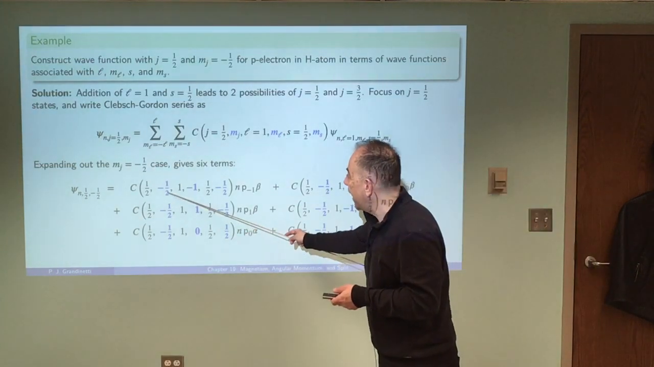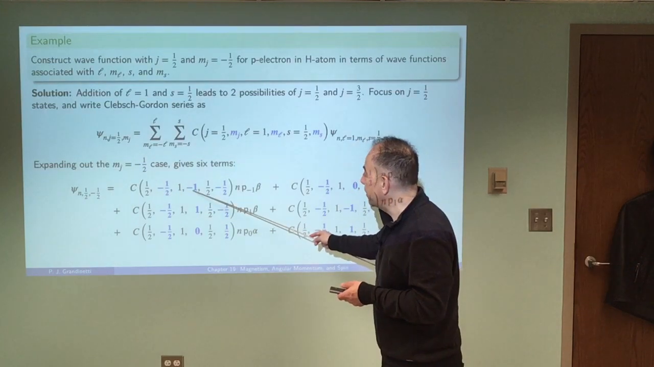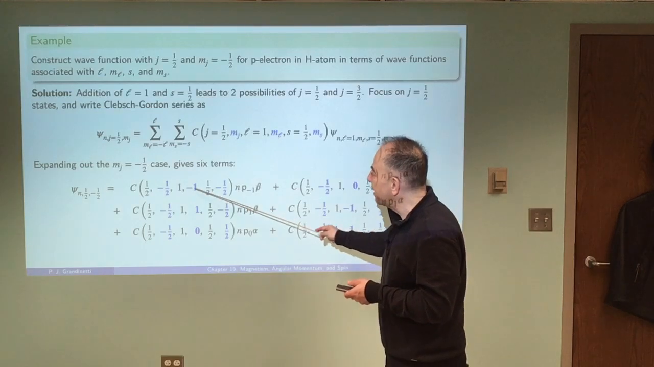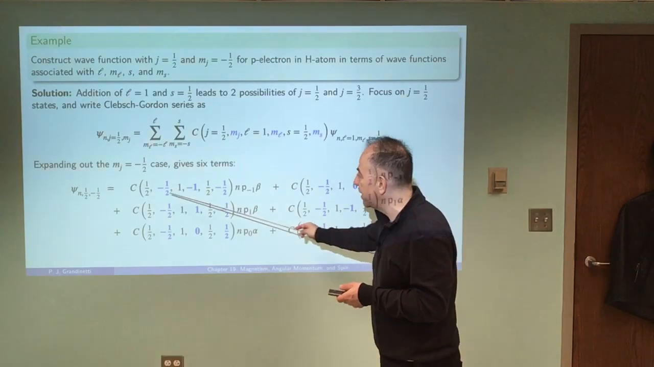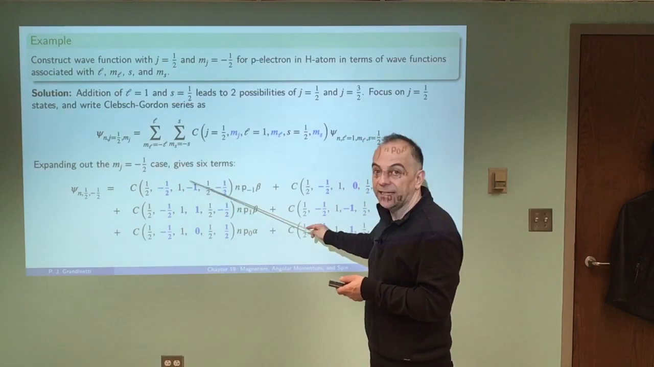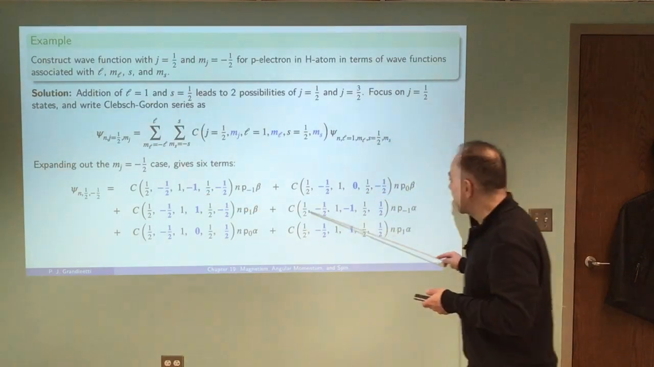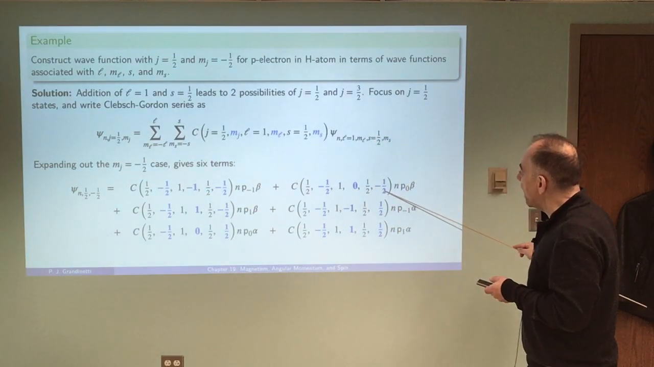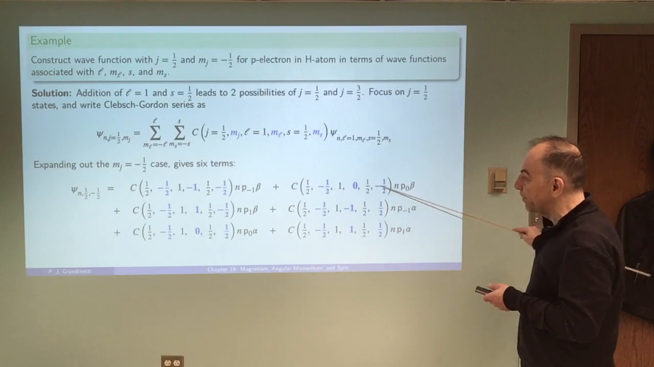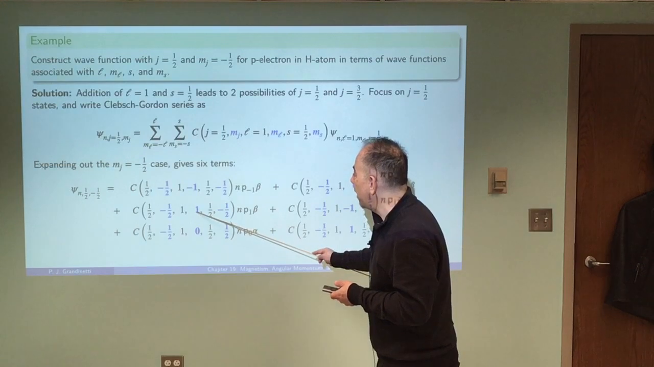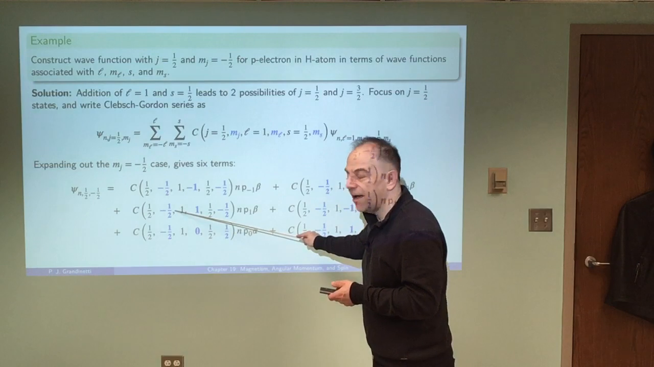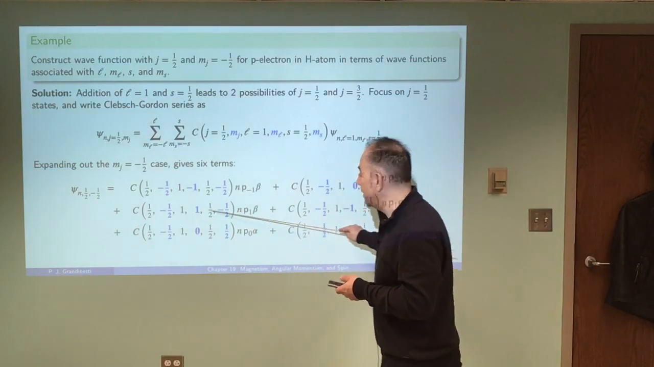So you see here m sub j of minus half, here's m sub l of minus 1, m sub s of minus half. These two add together to give minus 3 halves. That's not equal to minus half. So this term is actually going to go away. We'll find that its coefficient is 0. Over here you see 0 and minus 1 add together to give minus half. This one will stay, and we'll have to look this one up. Here we have 1 and minus half add up to get plus half, and that's minus half, so that's not going to stay either. This one will be 0.